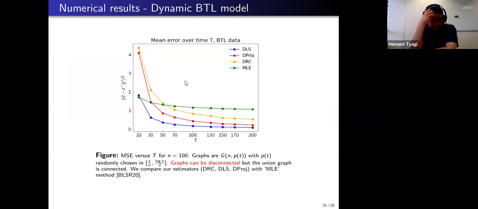And just to show a couple of plots, so we had these plots for this dynamic BTL model, for a graph with 100 vertices, and all the graphs are Erdős-Rényi with probability P chosen randomly in this interval. And the graphs can be disconnected, but the union graph was connected in the experiments.